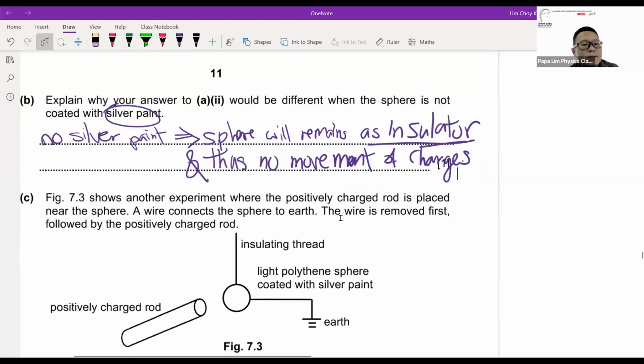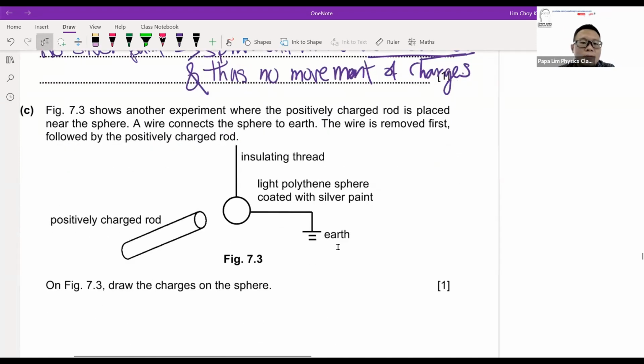So now for 7C, if I have the same experiment again, but now the rod is earthed. Then here is the important thing, remember the sequence. I remove the earth wire first. Then after that I remove the positive charge rod. Now, originally you have positive charge here, so you will have negative, negative, negative on the left side, positive, positive, positive on the right side.